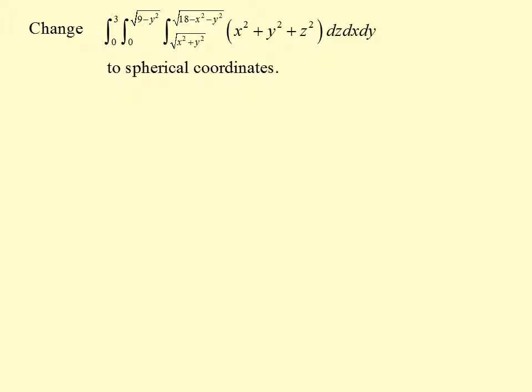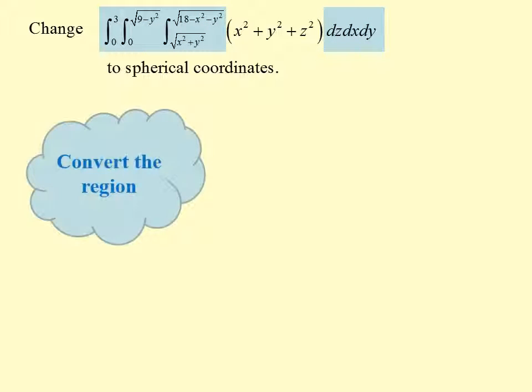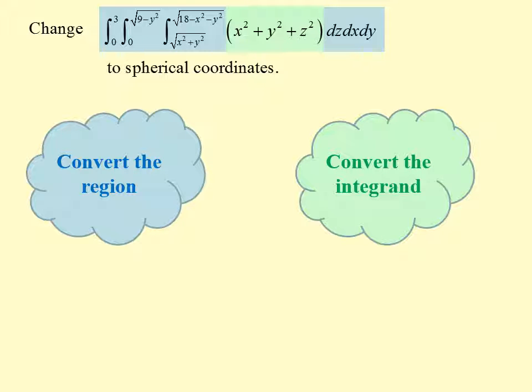Now we'll convert this triple integral in rectangular coordinates to spherical coordinates. And just like in cylindrical coordinates, we want to split this into two components. First, take care of changing the region, then take care of the integrand. So two conversions.